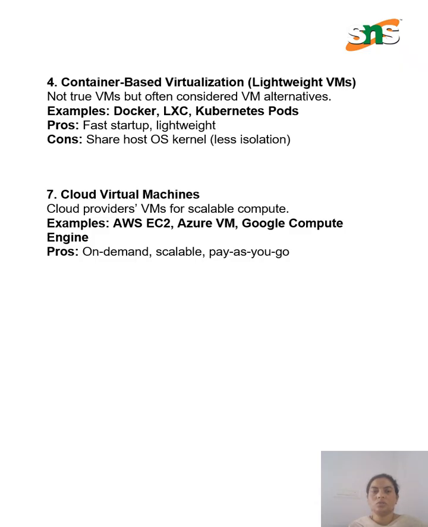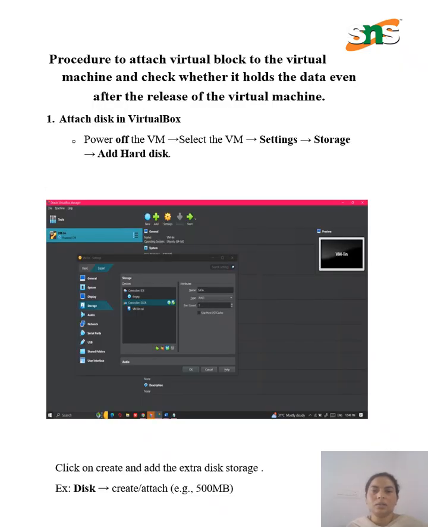Now we'll go into the practical work. As we discussed in the previous video, we are going to see the procedure of how to attach a virtual block to the virtual machine and check whether it holds the data after the virtual machine is released. We have already created a virtual machine. Now we have to power off the VM. Once we power off the VM, we go to the settings, then to the storage, and on the storage part we add the hard disk. This is the working screen area. Just follow it, and then click on create to add the extra disk space.